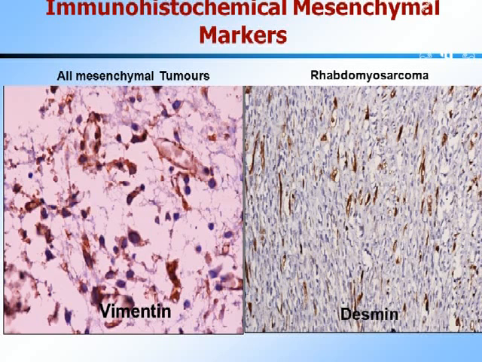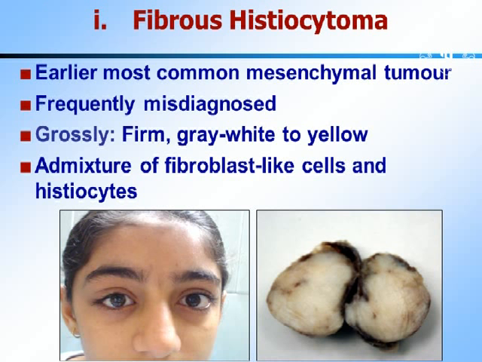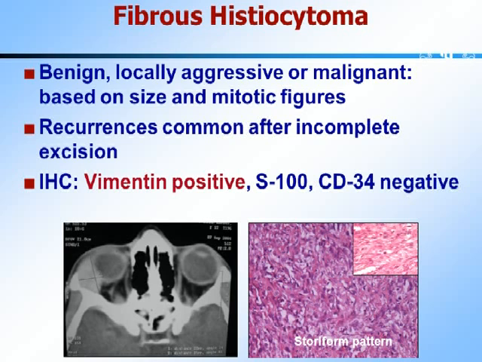This is a stain for Desmin, which helps us to characterize rhabdomyosarcomas. Now, fibrous histiocytomas. Earlier in pathology, a lot of tumors were diagnosed as fibrous histiocytomas, but the most recent concept is that this is among the rarest tumors. Pathologists can't subtype some mesenchymal tumors, so we dump them as fibrous histiocytomas. So actually, they are not very common, and it is a diagnosis by exclusion.